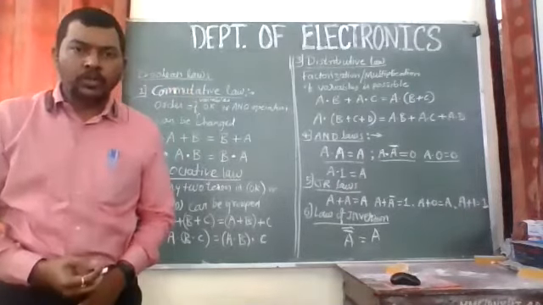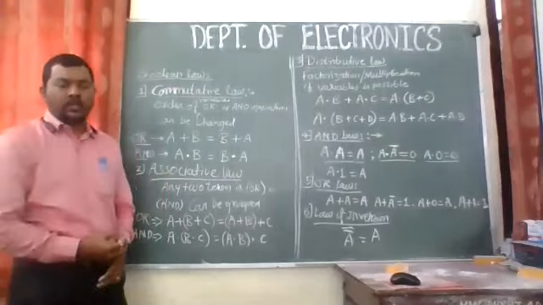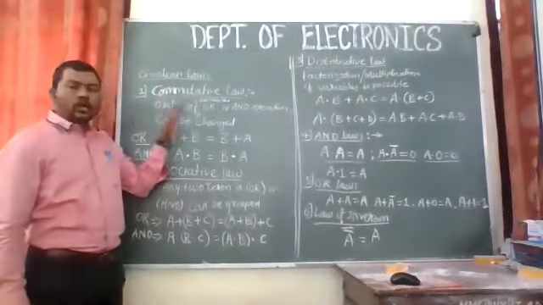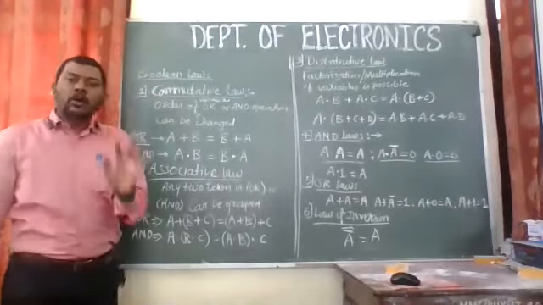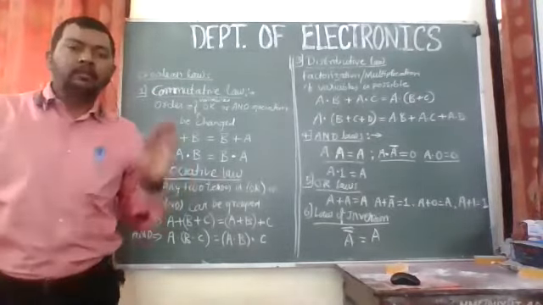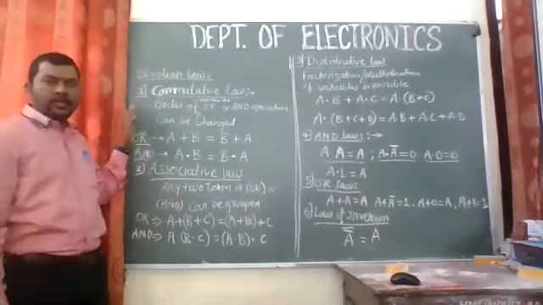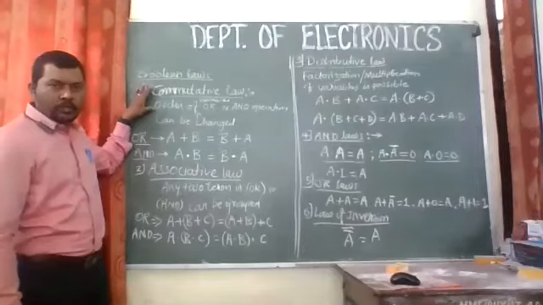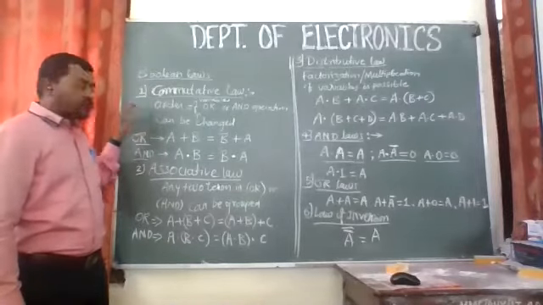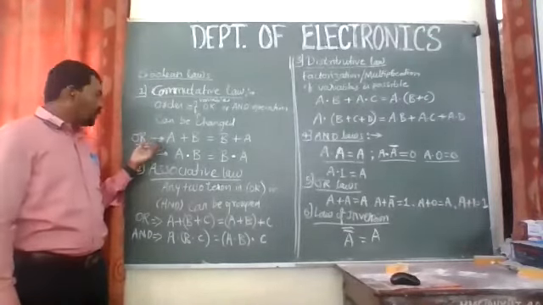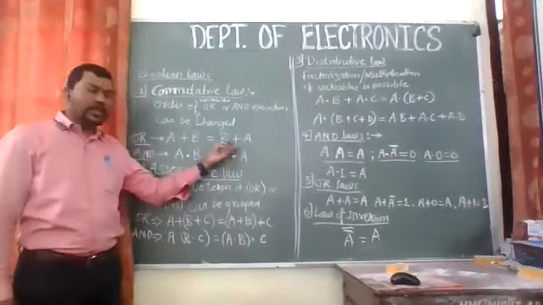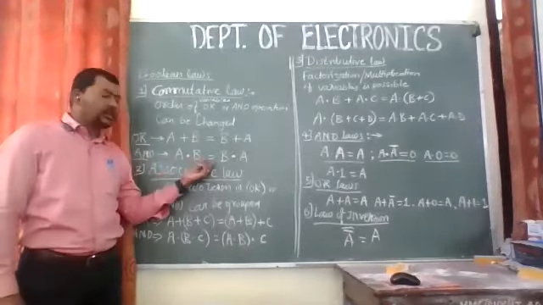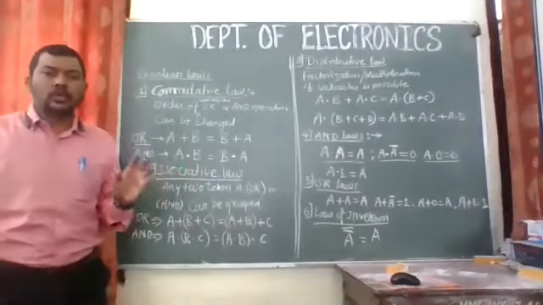C-O-double-M-U-T-A-T-I-V-E, commutative law, right? Which says that the order of variables in OR and AND operations can be changed, can be interchanged. So this is the first law, which we call the commutative law. Here are the examples. A plus B can be written as B plus A. Similarly, in the AND operation, A dot B can be written as B dot A. So this is the commutative law.